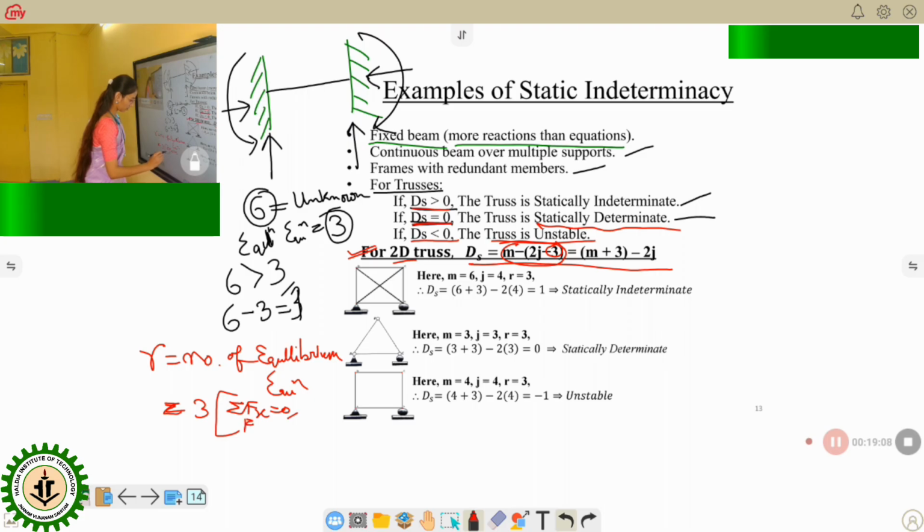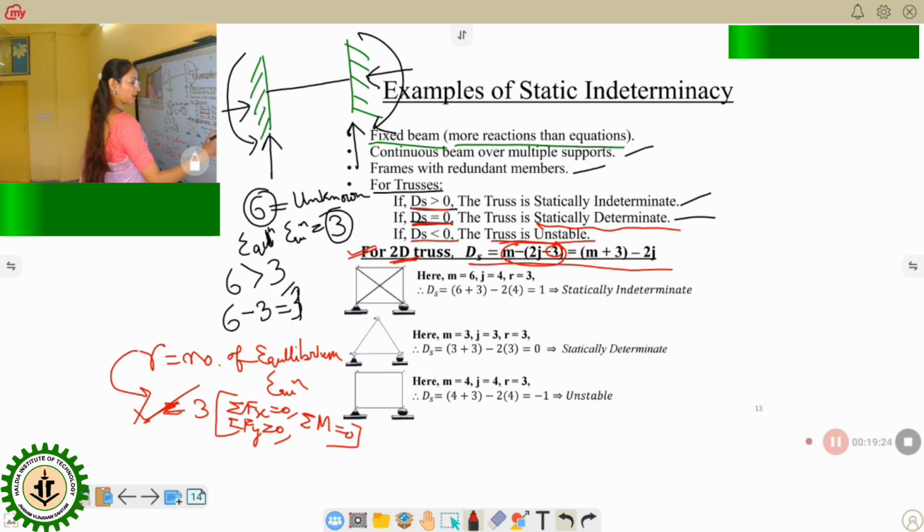Fx0, Fy0 and moment 0. So r is 3 for 2D truss, and here therefore m minus 2j minus r becomes m minus 2j minus 3.